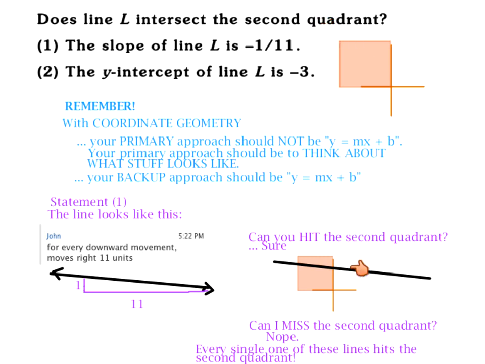Because if it was the first quadrant, we wouldn't know. I mean, the first quadrant you could miss or hit. But the second and fourth quadrants you're going to have to hit. So every single one of these lines hits the second quadrant. So statement 1 is sufficient. So that means we are left with A and D.